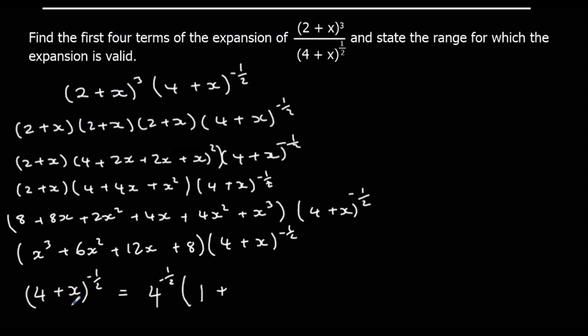And what if I divide x by 4? I get x over 4 to the power of minus a half. So I've taken 4 outside of this bracket. I've taken 4 out of, divided 4 by 4, which got me a 1, and divided x by 4, which gave me x over 4. And this 4 is still at the same power, to the power of minus a half.